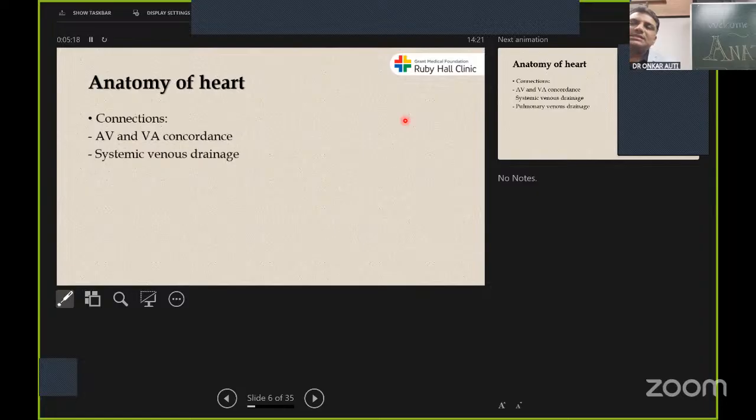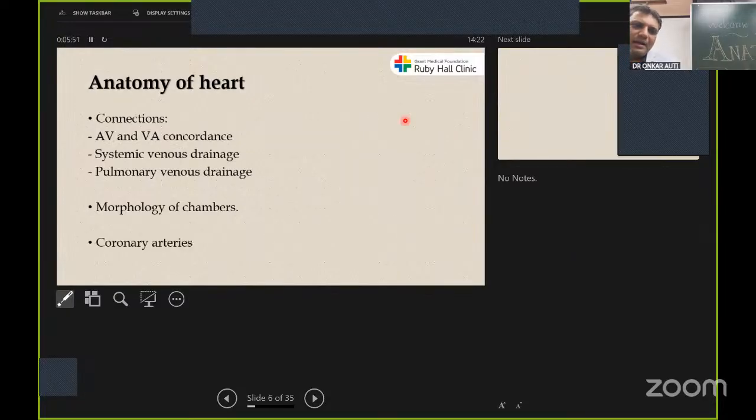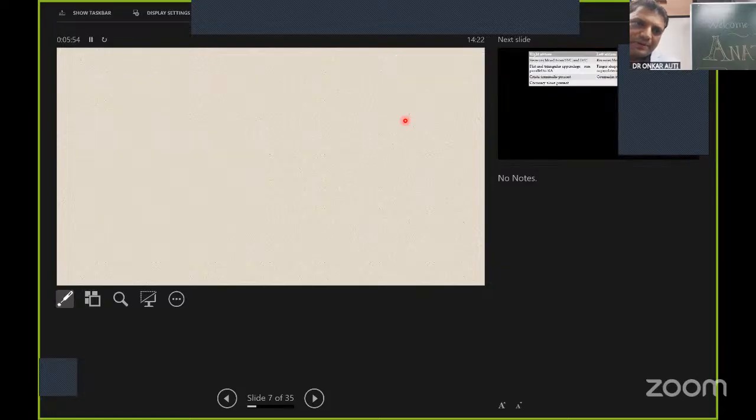Then we'll see about the systemic venous drainage. We should make sure that the systemic veins are draining into the IVC and SVC, and then they drain into the RA. The pulmonary venous drainage normally drains into the LA, left atrium. Then we see the morphology of chambers. Why are we discussing so much about the right ventricle and left ventricle? If there is a chamber, that's enough, right? But no, there are some characteristics of these chambers which make them unique or special to do their own work. So we will see a little bit about the morphology of chambers. And at last, we'll see the coronary artery anatomy.